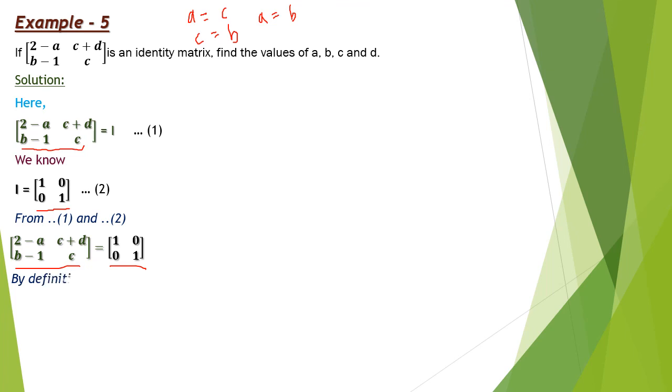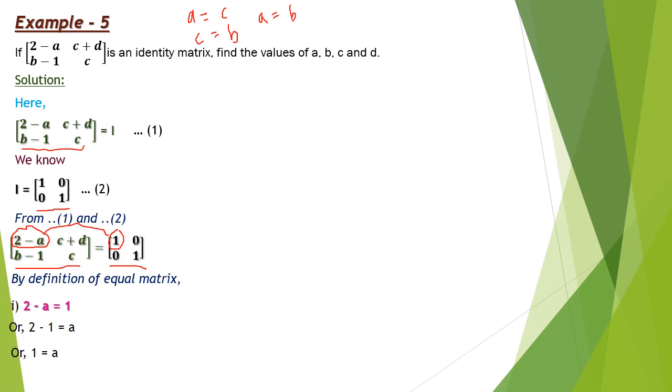So by definition of equal matrix, 2 minus A is equal to 1, and you can see the corresponding element 2 minus A is in the first row first column, and we can clearly see 1 is in the first row first column, so they are corresponding elements. Let's find the value of A, that is 1. 1 is equal to A.